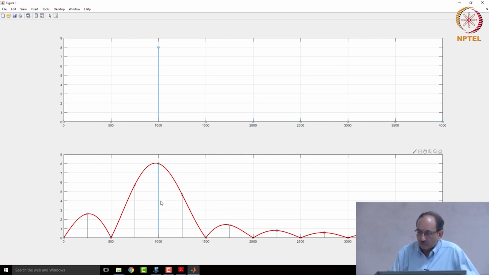The only thing is, we have shown from 0 to Fs by 2. So this is the sinc that is now centered around 1 kilohertz. You will have an image of this at minus 1 kilohertz. So this makes sense, because this is the transform of the rectangular windowed sequence.